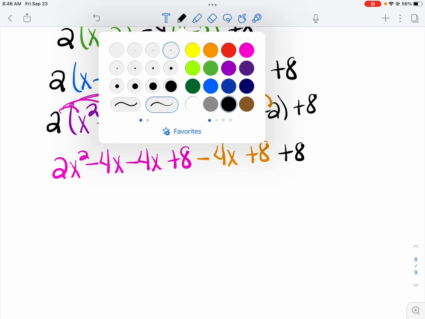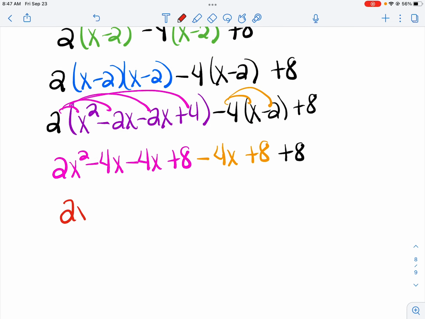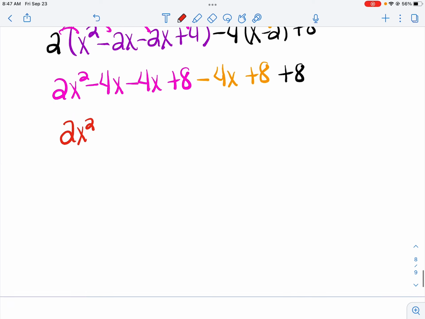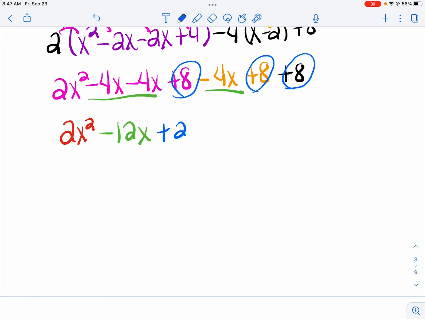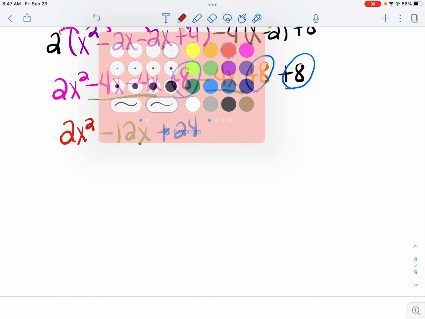Put your like terms together. We've got 2x squared, we'd have negative 12x and plus 24.